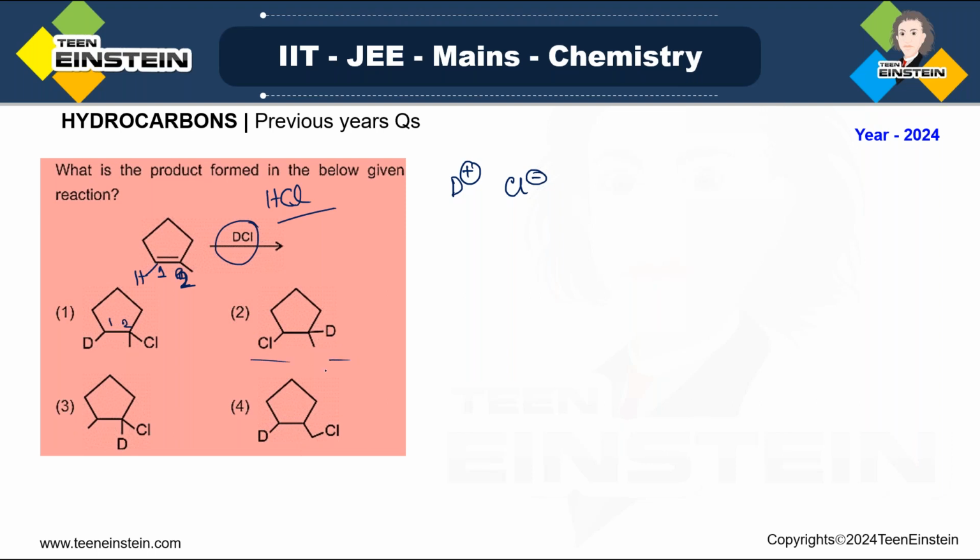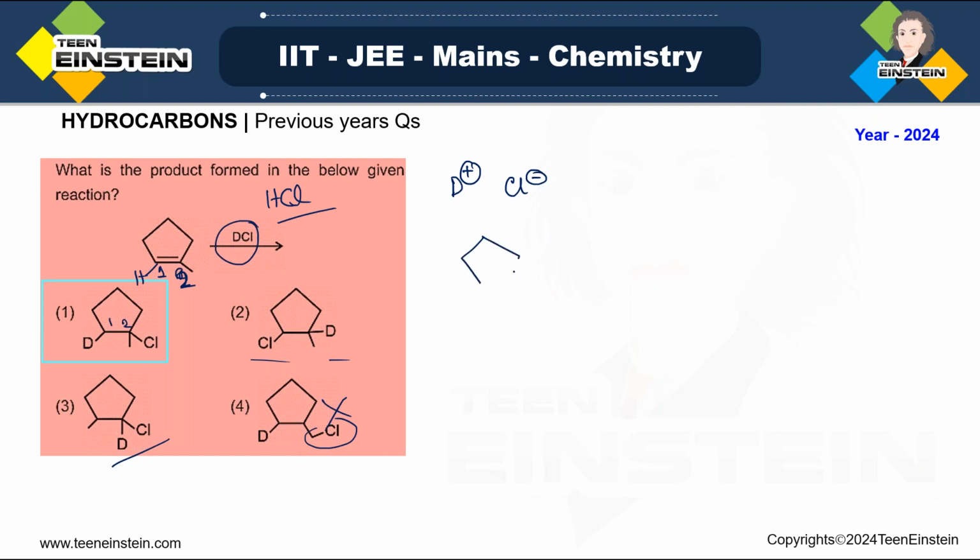Another alternative is this one, but D will not be added to this part. And then in option 3, both the groups are added to the same carbon. That is obviously not correct. And here, as you can see, it is as if one of the hydrogens of the methyl group is replaced by Cl, but that is absolutely not possible. So the closest answers are option 1 and 2, but 2 is not correct because according to the Markovnikov rule you have to choose this. So this is the correct option, fine.